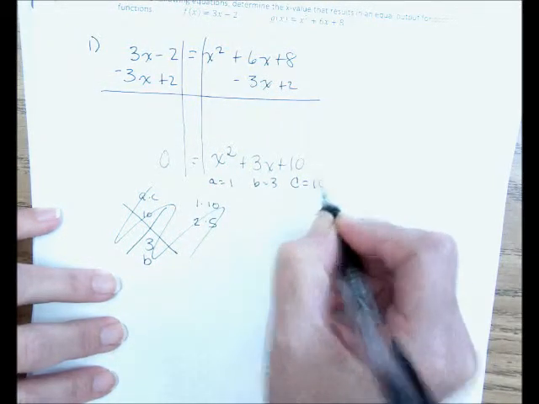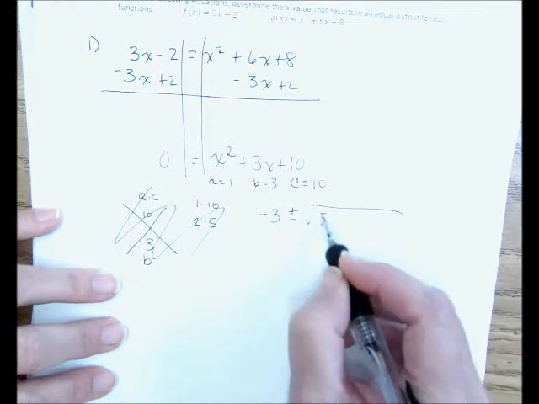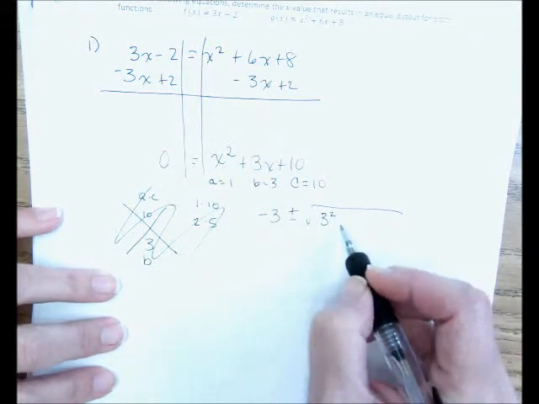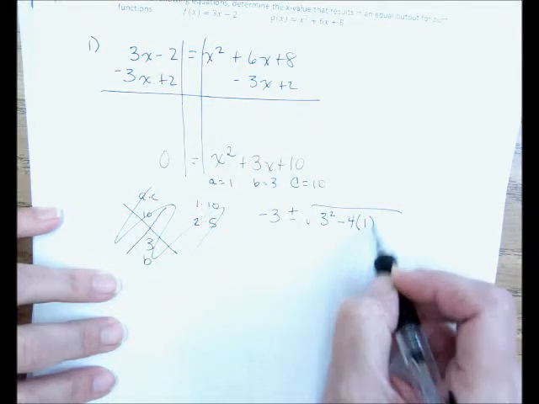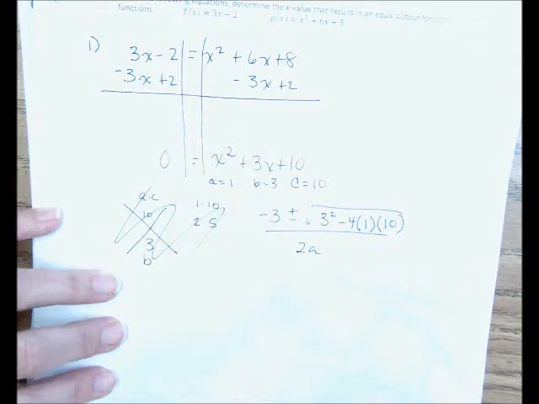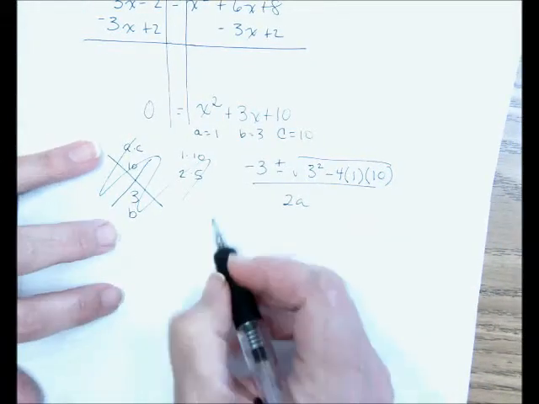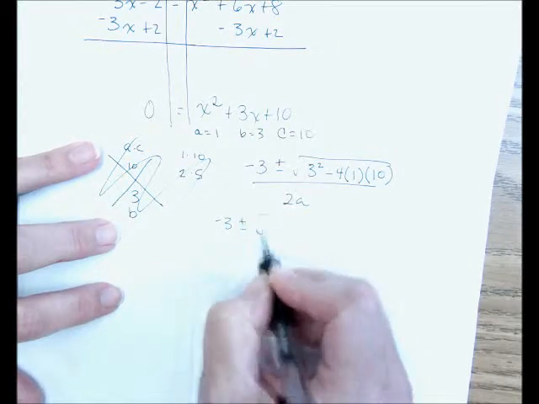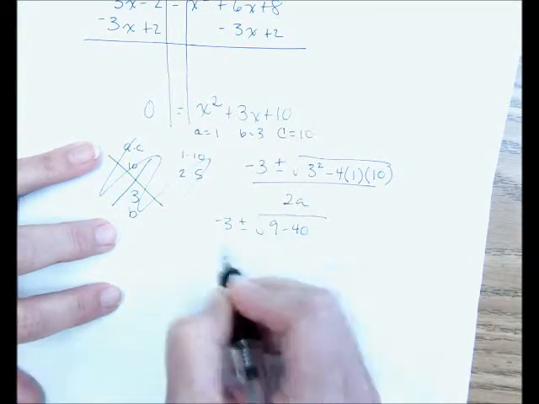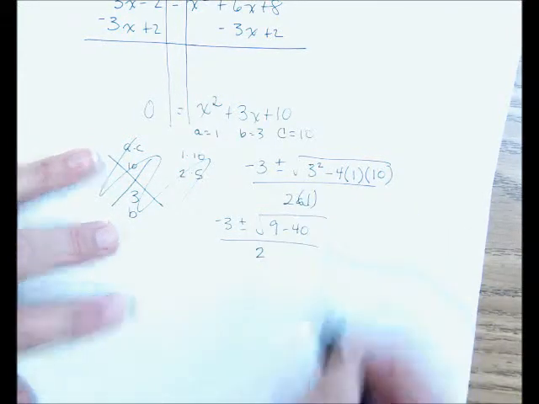And then c is equal to 10. And so I'm going to say the opposite of b, plus or minus, b squared minus 4 times a times c, divided by 2a. And at this point, it's just simplifying my equation. So I have negative 3 plus or minus the square root of 9 minus 40 over 2. And because a is 1, I should put a 1 there.